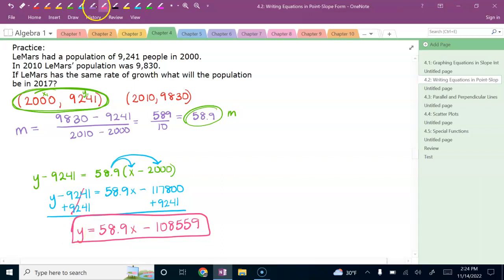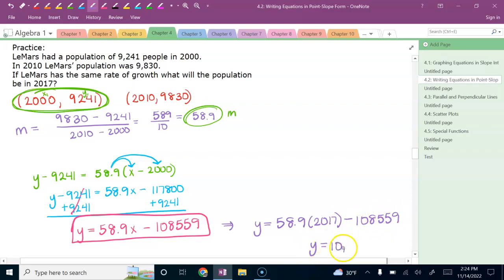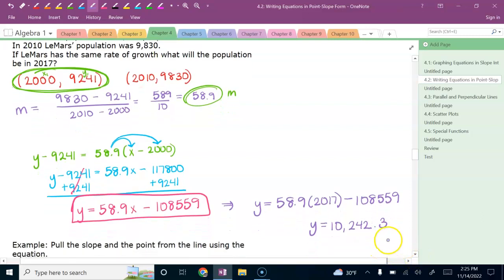Then they do ask what would be the population if it continued to grow in the year 2017. So to do that, you're going to want to put 2017 in for x. And when I did that, I got 10,242.3, which if you're talking about people here, we'd probably just want to round it to just 10,242, and we would say people.